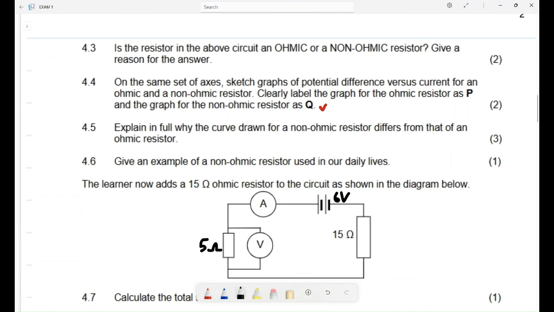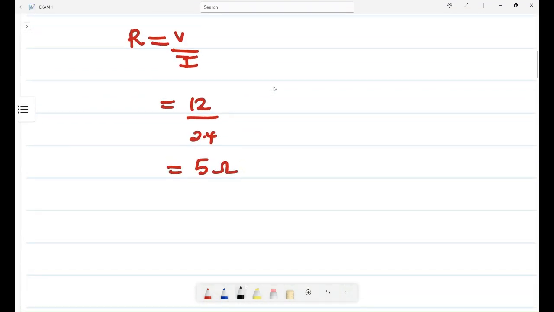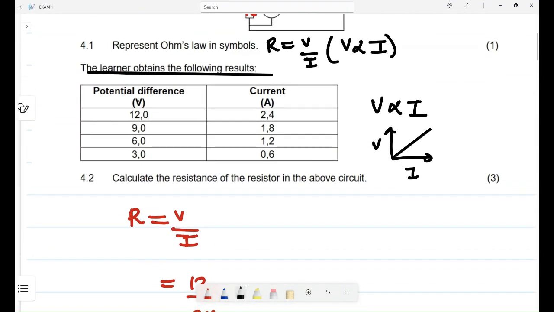Now 4.3. What does it say to us? 4.3 says: is the resistor in the above circuit an ohmic or non-ohmic resistor? Give a reason for your answer. We're going to say this resistor here. Remember also, what is the slope of this graph? The slope here is V divided by I, which is R.